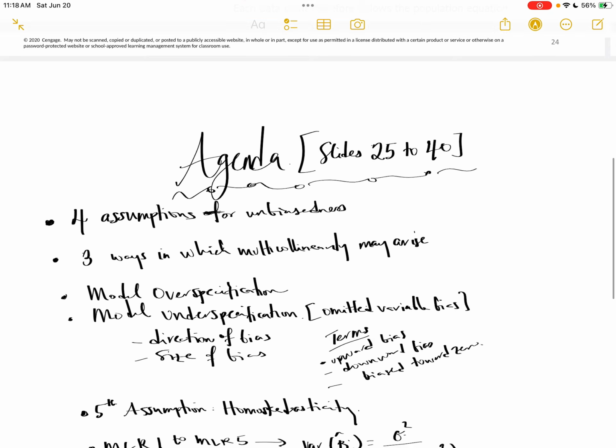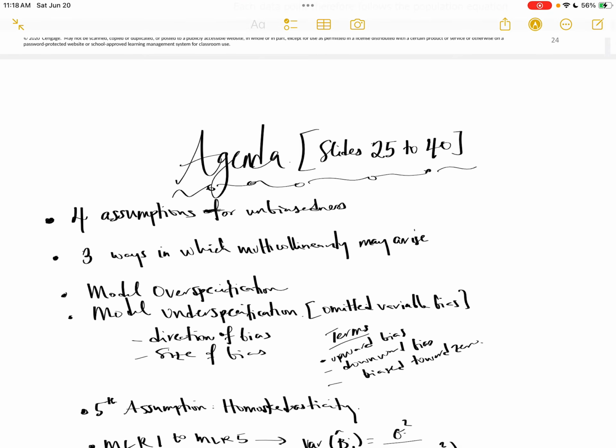Okay, what's the agenda? I like to do an agenda. The agenda is we will look at the 4 assumptions for unbiasedness in the multiple linear regression. We'll follow that up with 3 ways in which multicollinearity may arise. We'll look at model over specification, where we're just adding in irrelevant variables, and we'll look at model under specification, where we omit a relevant variable.